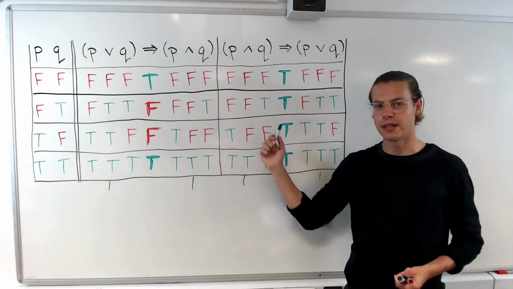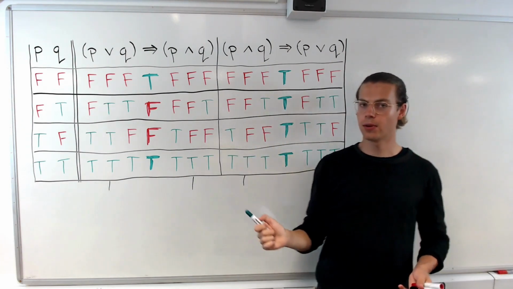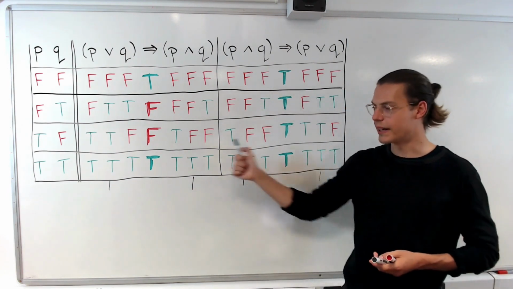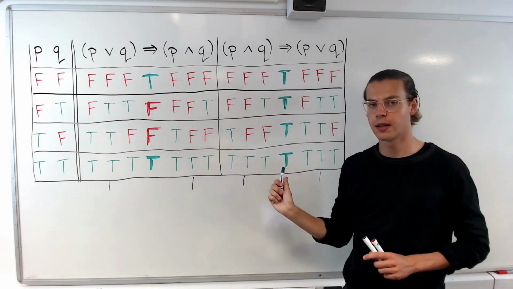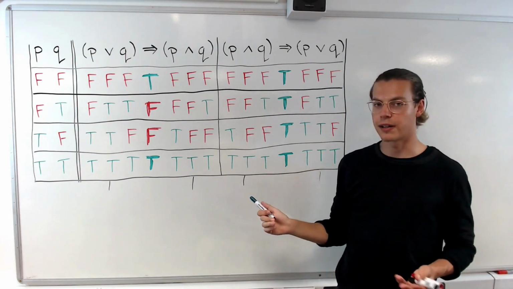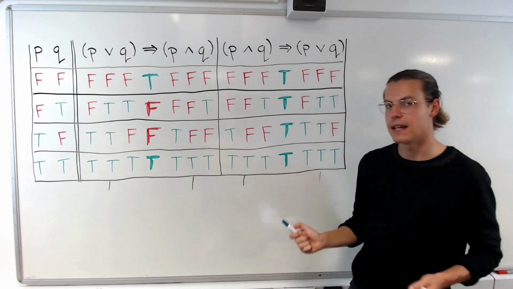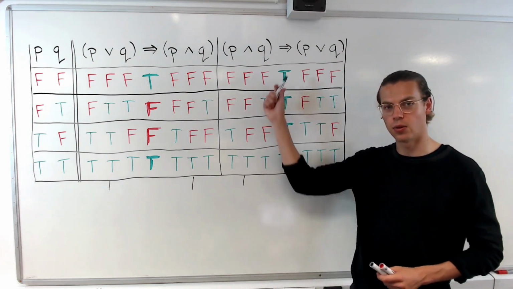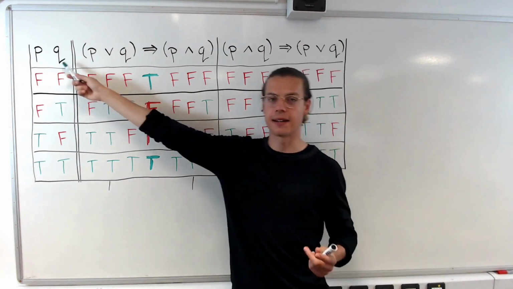Now, what can we say about these two propositional formulae? Well, first of all, they are not logically equivalent since they have different truth values. And secondly, we can say that our second propositional formula is a tautology, since it's always true, no matter what the values of p and q are.